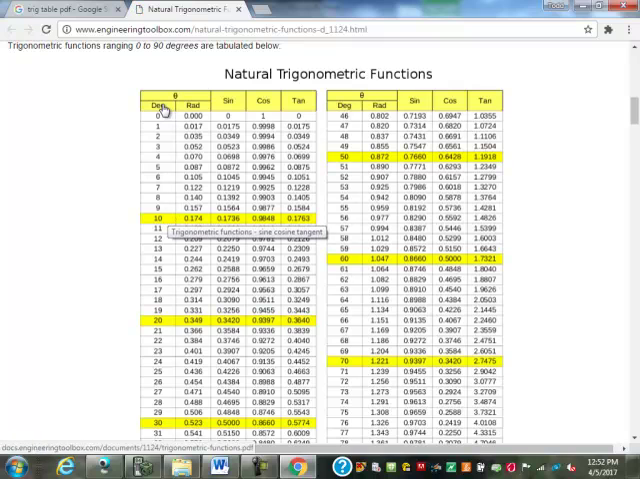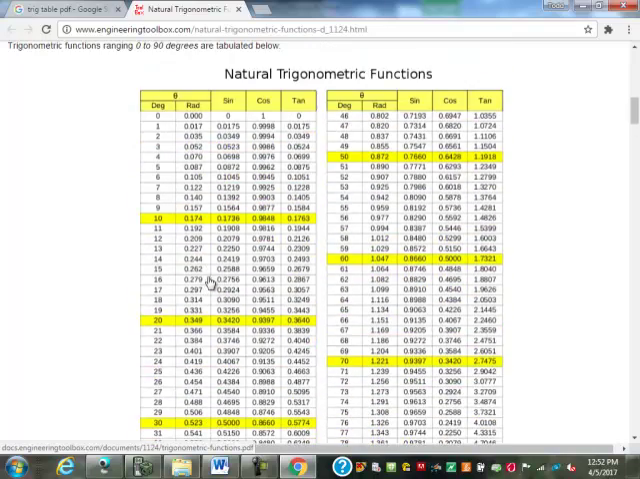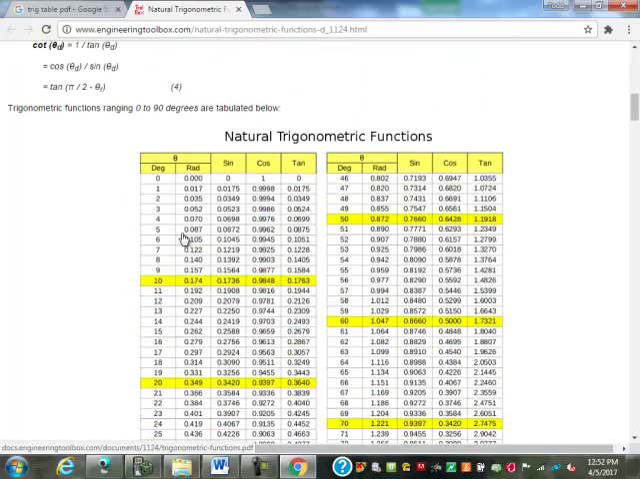Here's your degrees, from 0 through 90. So let's say if I didn't have a calculator and I wanted to find the sine of 15 degrees. Here's 15 degrees. There's the sine, 0.2588. If I want to do the inverse sine of an angle, so let's say I want to do the inverse sine of like 0.77.